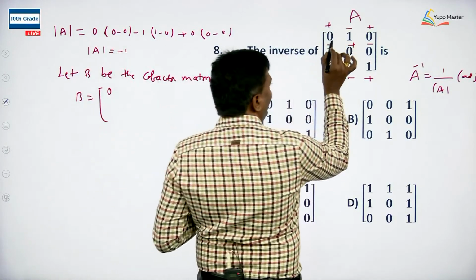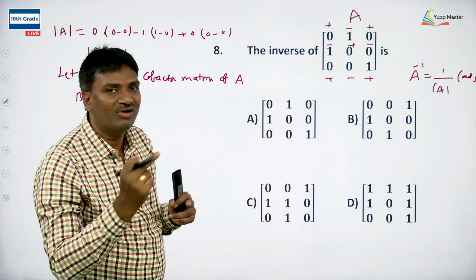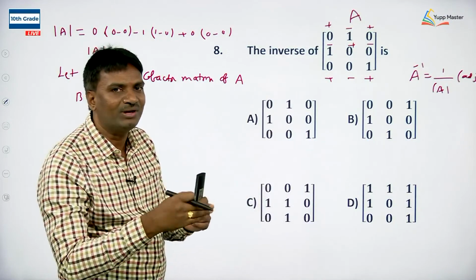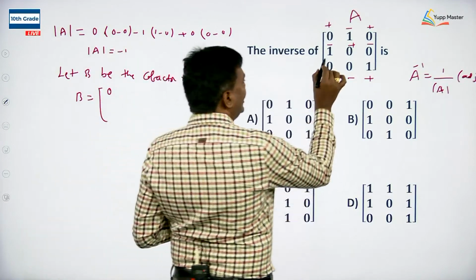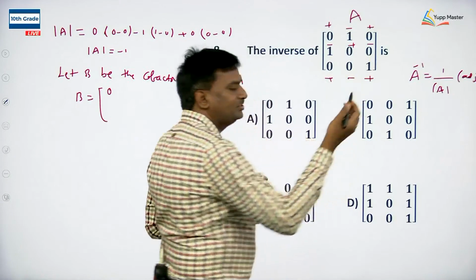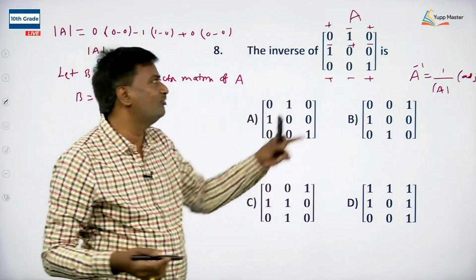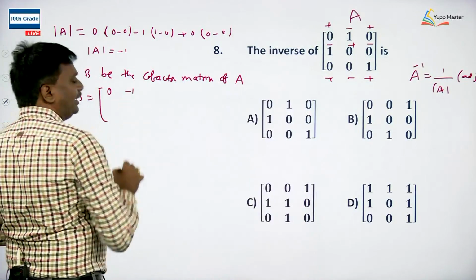Next, take 1, eliminate this row and this column. To find the minor of 1, we have to eliminate the row and column containing 1. That is nothing but first row and second column. The remaining elements are 1, 0, 0, 1, 1 into 1, 1, minus 0 into 0, 0, 1 minus 0 is 1, but here the sign is minus, that is minus 1.